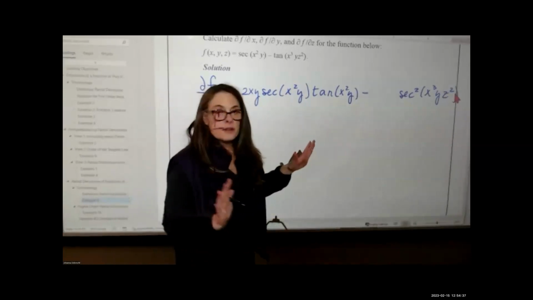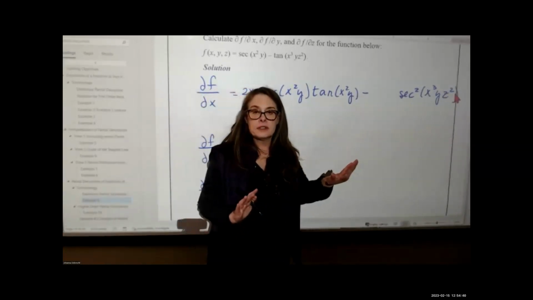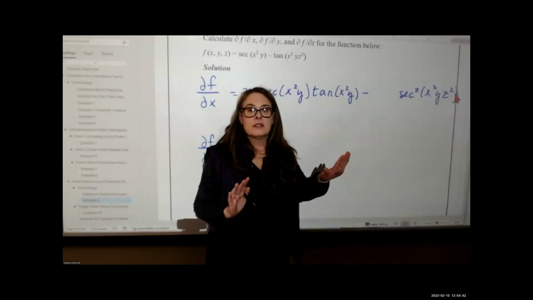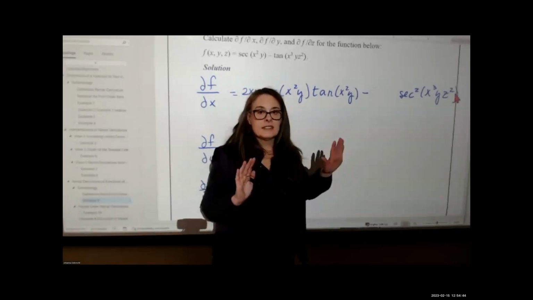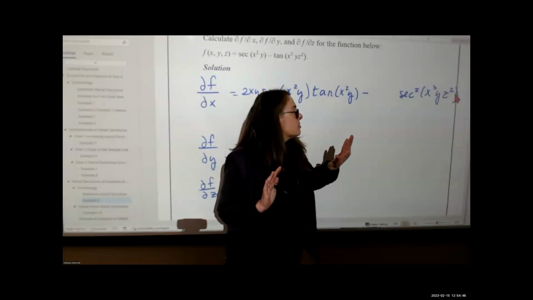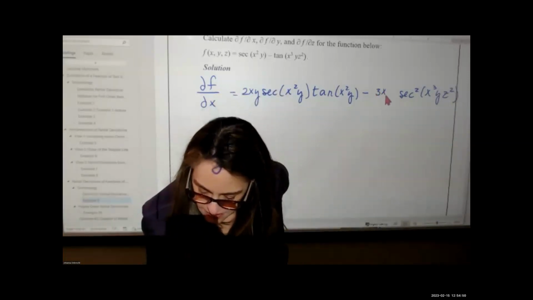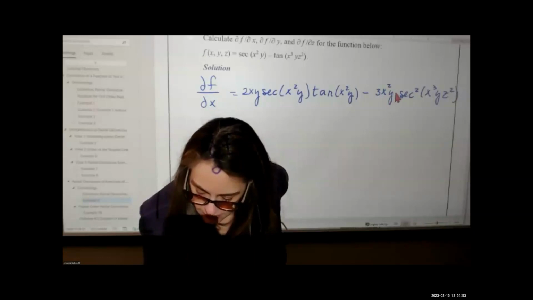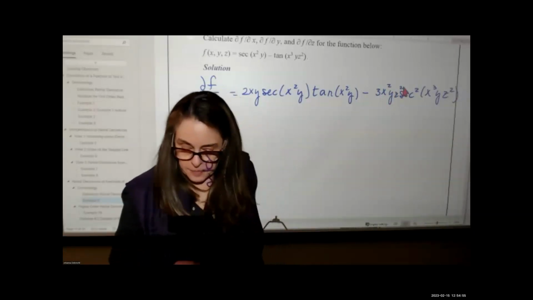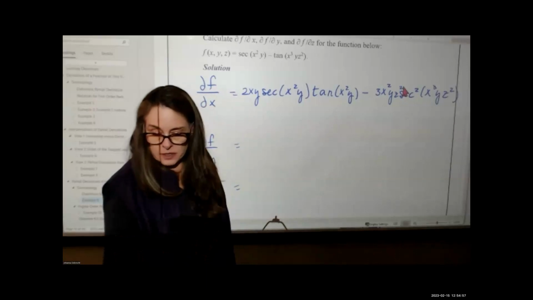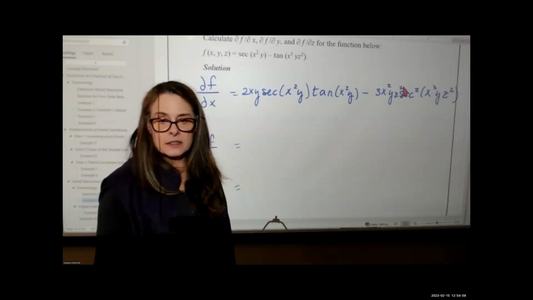So how do you take the derivative of x cubed? Leave the yz squared and multiply by 3x squared. Yep, so 3x squared yz squared. Questions about that one? Does that make sense to everybody?